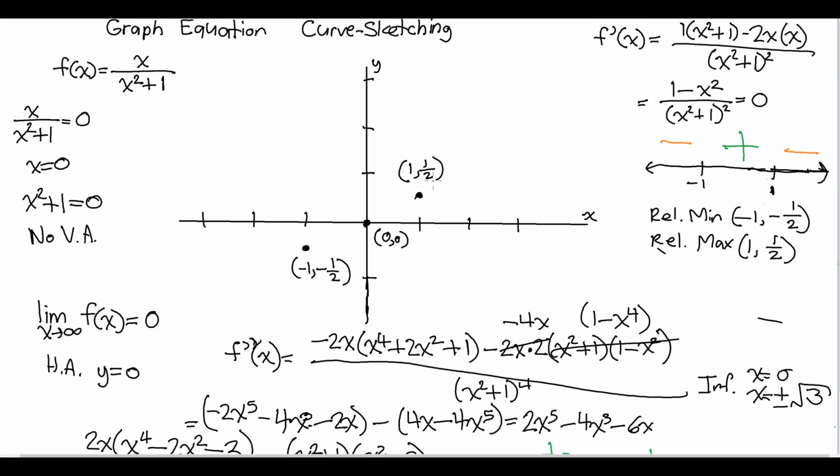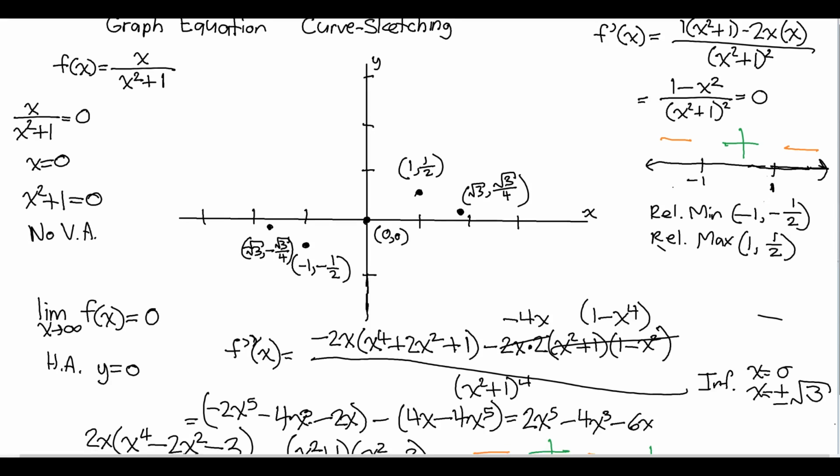Root 3 squared is 3 plus 1 is 4. So we have root 3, I would bet is around here, and I could sort of estimate it over here. Okay? So this is my estimate, root 3, negative root 3, and this is negative root 3 over 4. You can do the same thing over here. You can sort of estimate that this is positive root 3 over 4. And now we can construct a graph.